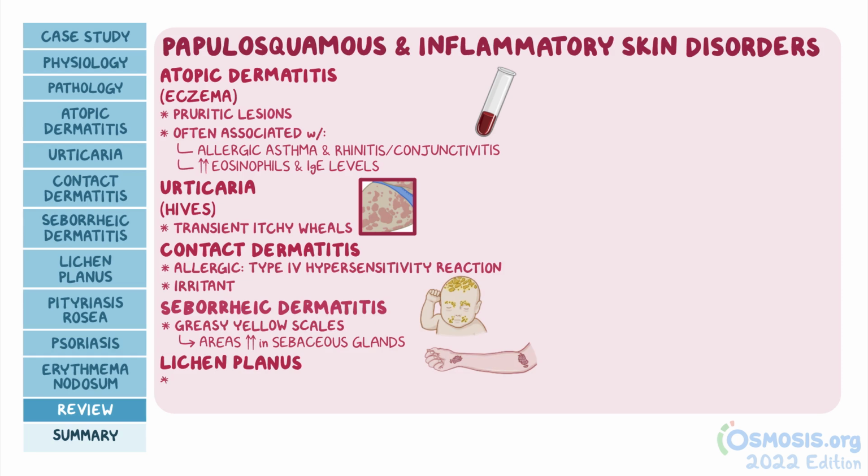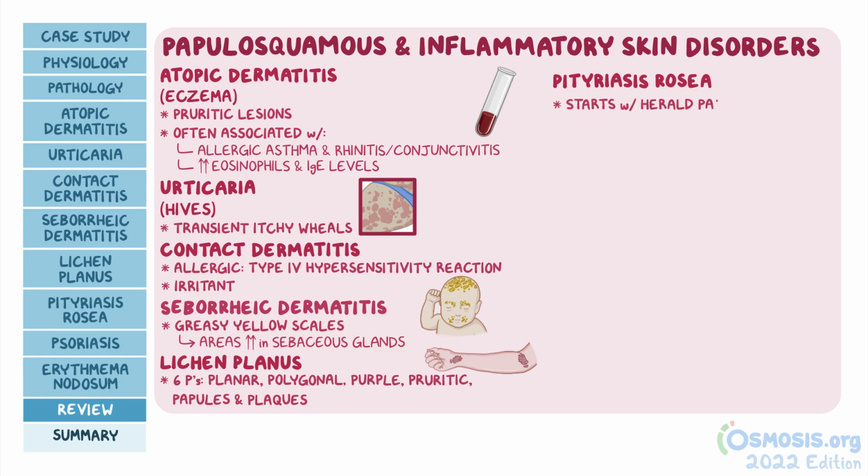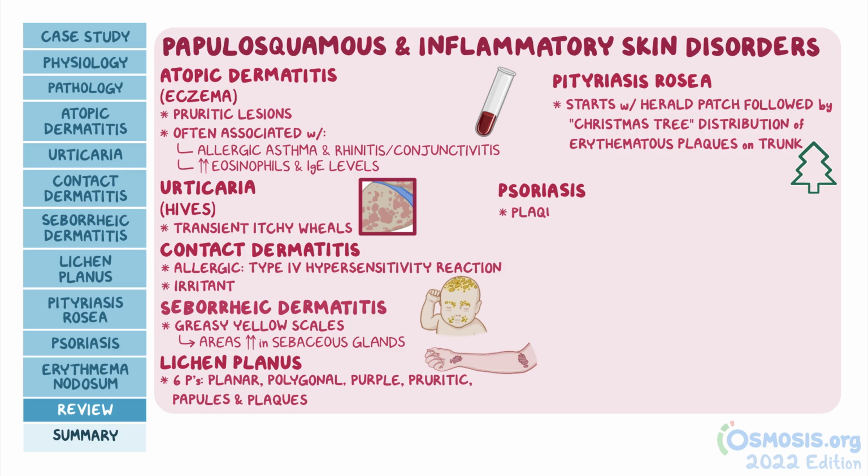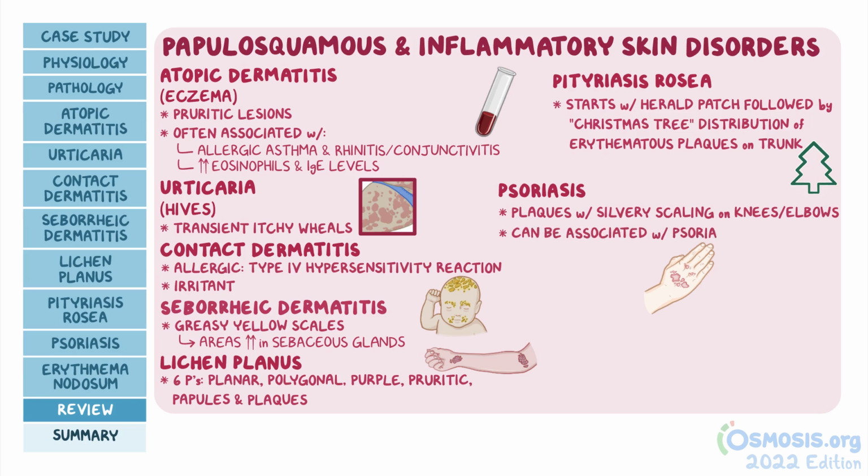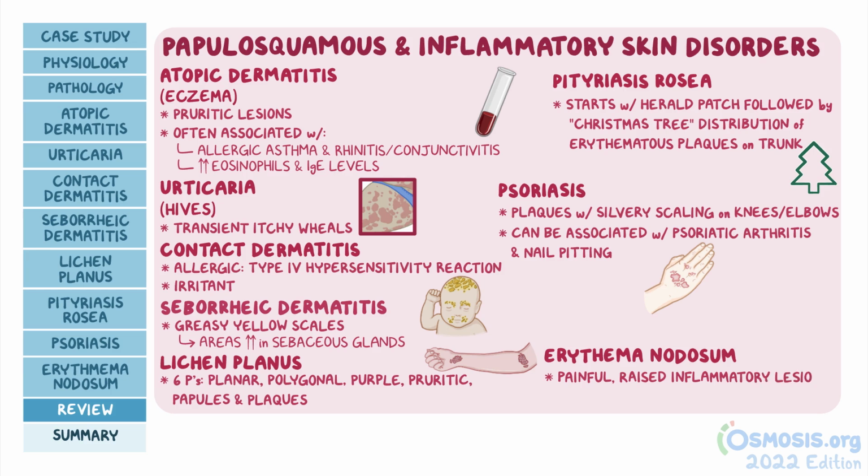Lichen planus has the 6 Ps: planar, polygonal, purple, pruritic, papules, and plaques. Pityriasis rosea starts with a herald patch, followed by a Christmas tree distribution of other erythematous plaques on the trunk. Psoriasis causes plaques with silvery scaling on the knees and elbows, and can be associated with psoriatic arthritis and nail pitting. Finally, erythema nodosum presents with painful raised inflammatory lesions of subcutaneous fat, typically located on the anterior shins.